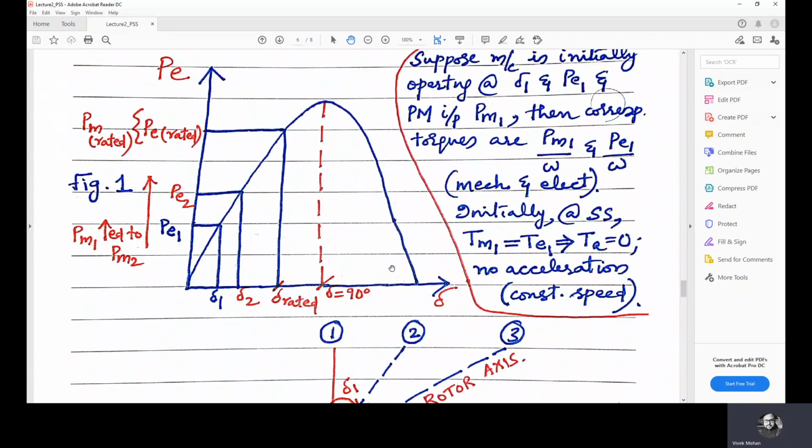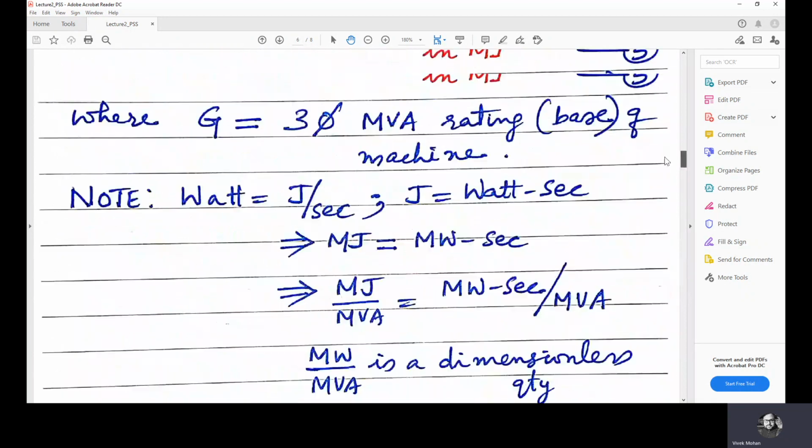Now we will see in the coming lectures the concept of damping power and damping torque also.